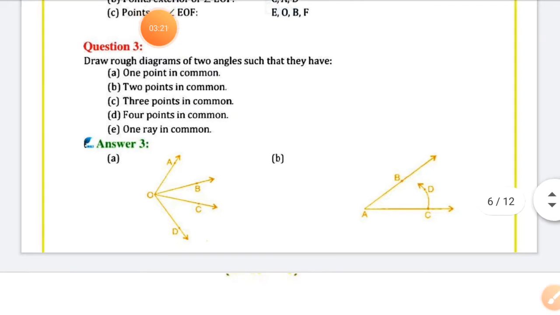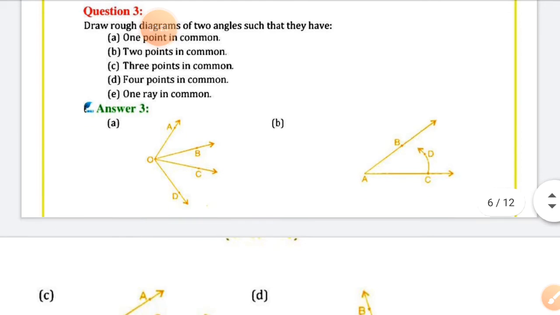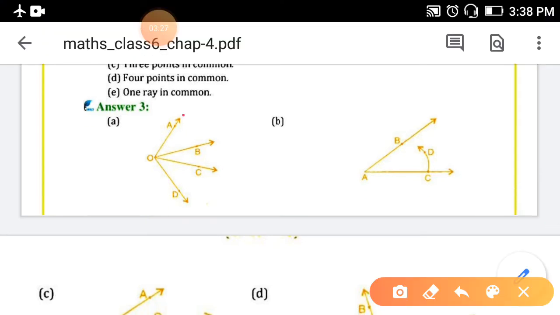Draw rough diagrams of two angles such that they have one point in common. So this is the one angle and here point A and here it is the second one. So you can see this is the first angle and here is the second angle. So two angles we have drawn and they both have one point common, that is O.